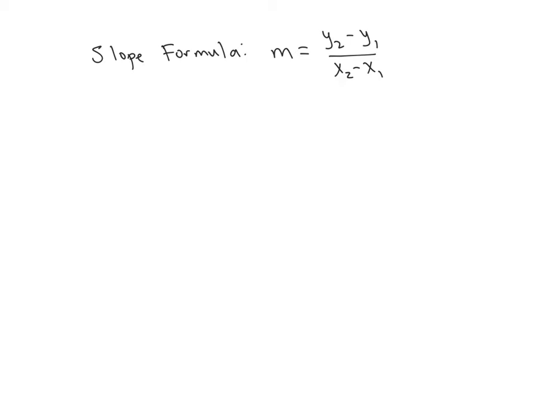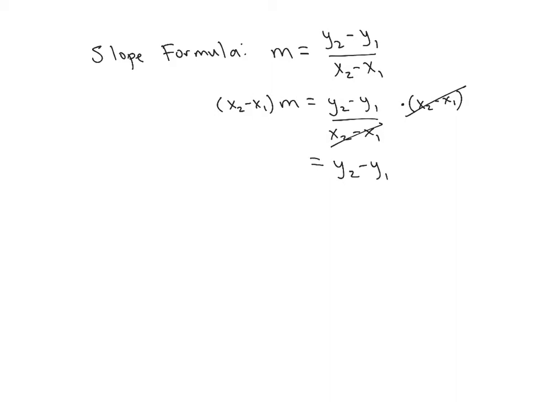Now we're going to make a slight manipulation to this formula. What I'm going to do is multiply both sides of this formula by x2 minus x1 to get rid of that fraction. And when I do that, on the right-hand side, x2 minus x1 over x2 minus x1 makes 1, or cancels. So I'm just left with y2 minus y1 on the right. And on the left, I have x2 minus x1 times m.